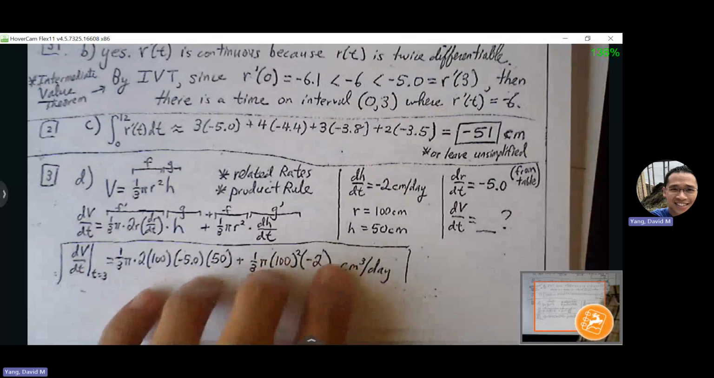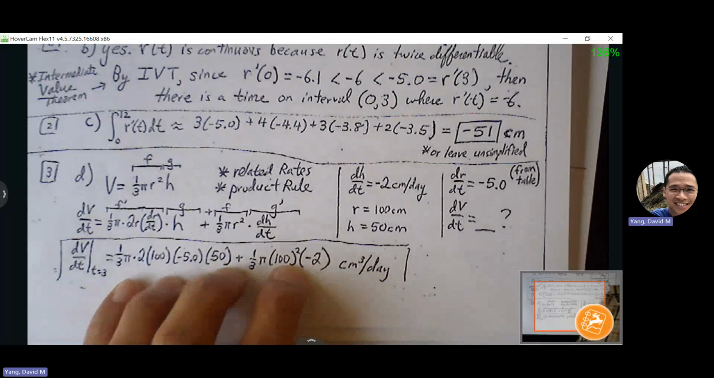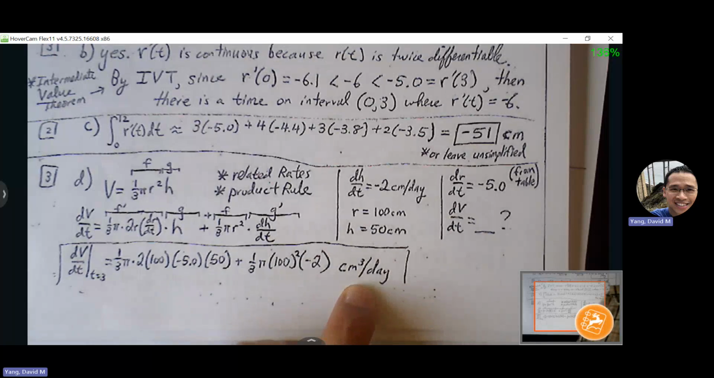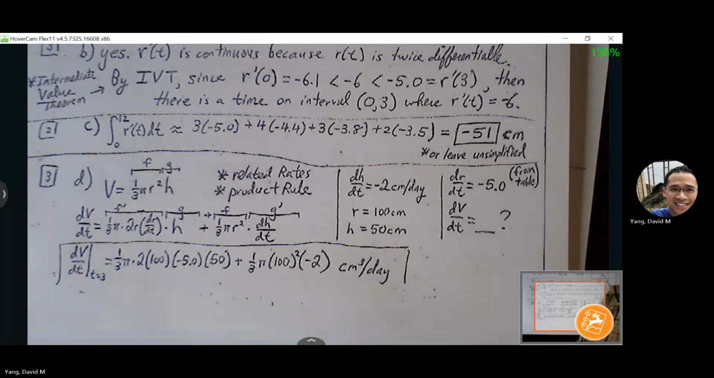And then you leave your answer unsimplified. We don't want to spend the time to clean this up without a calculator. And then our units of measure, cubic centimeters per day. Non-calculator, no need to. Yeah, exactly. Not a calculator.